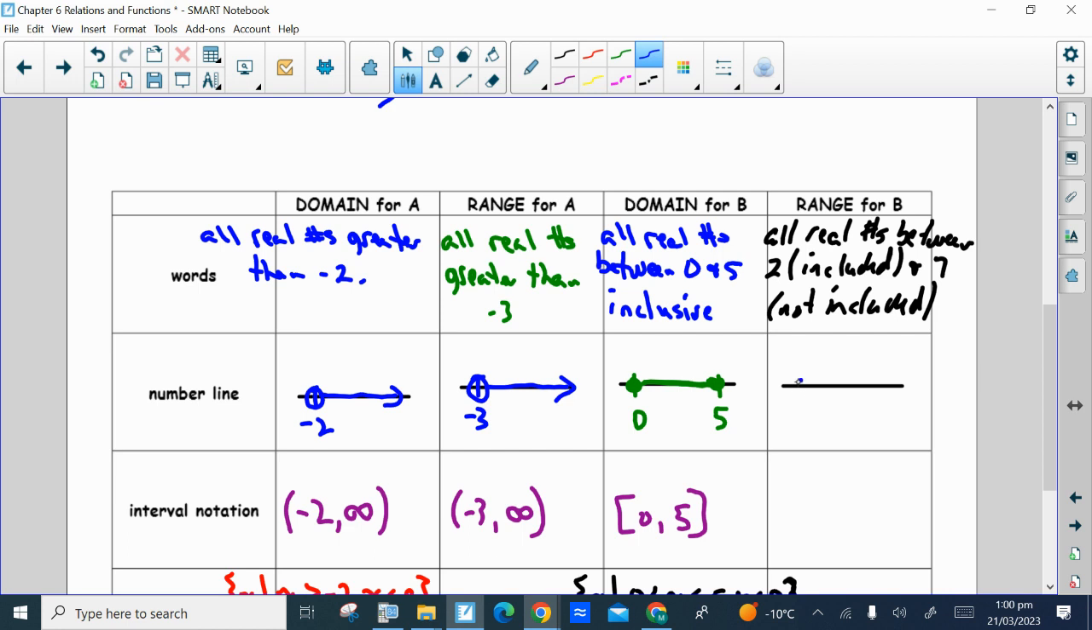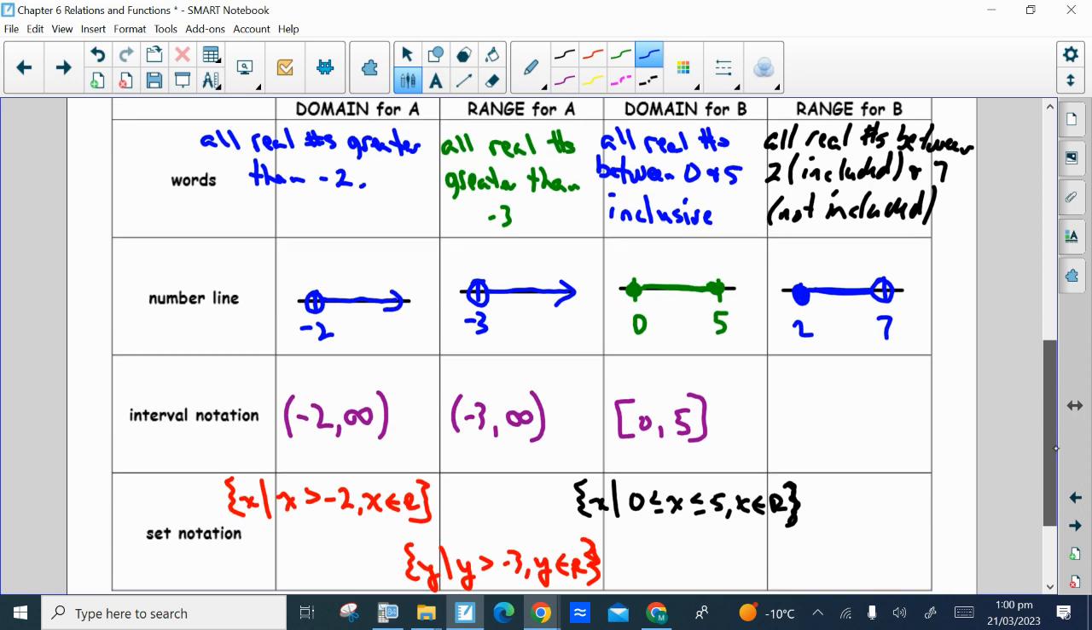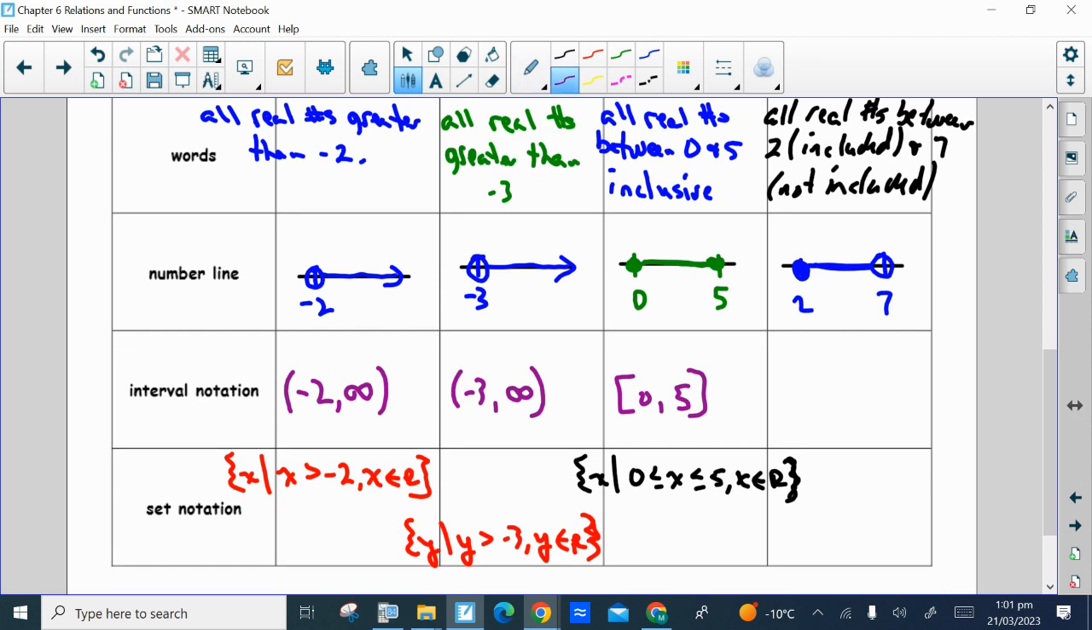So on the number line, always smallest to greatest, between 2 and 7. The 2 is included, so that's a closed dot. The 7 is not, so that's an open dot. Interval notation, again, smallest to greatest. The 2 is included, that's a square bracket. The 7 is not, that's an open bracket.